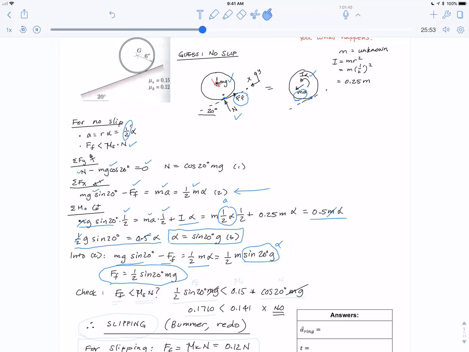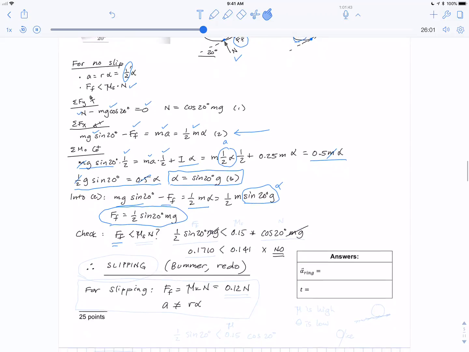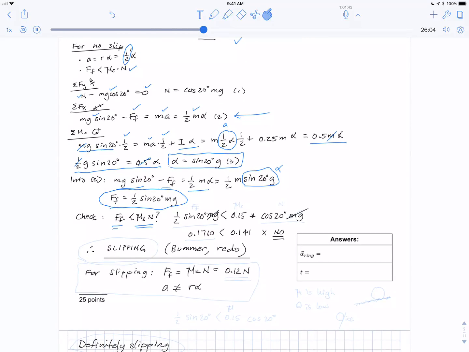So before we go any further, and plus I already knew that it's slipping, let's check if it's slipping. So is this friction force less than mu static times the normal force?